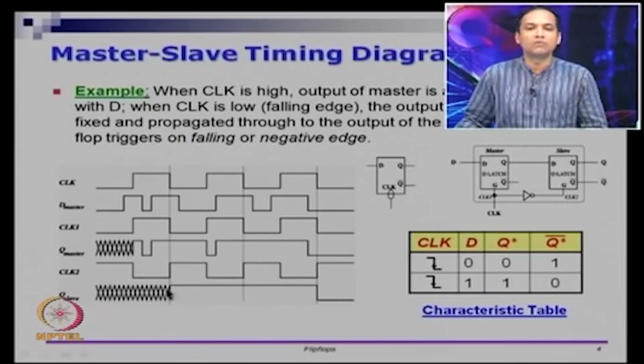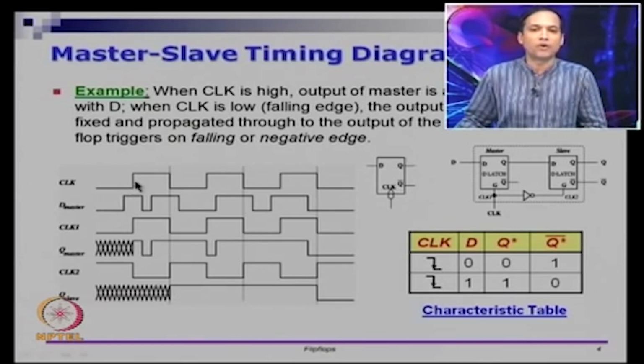We will observe what is happening to Q of the slave. So, let us start with this point. There is one edge coming here, right. When the clock comes on, at this point there is a positive level here. So whenever CLK is 1, CLK1 is also 1.